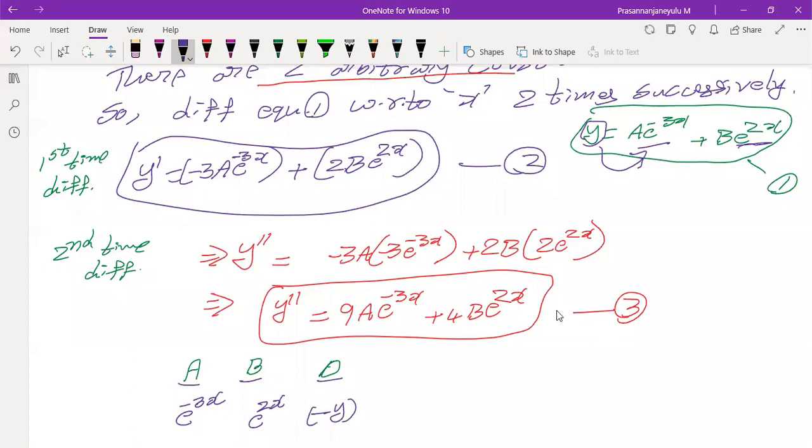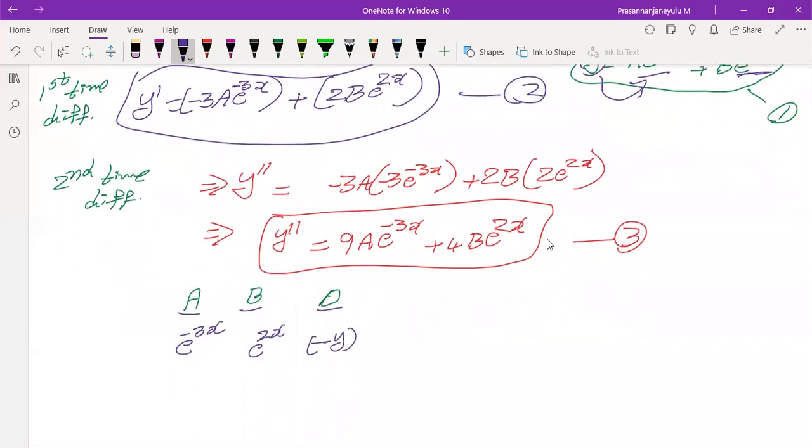Okay. Then going to the second equation. What is the second equation? What is the a coefficient? E power minus 3x, so minus 3 into e power minus 3x. Minus 3 e power minus 3x. What is the b coefficient in the second equation? 2 e power 2x. 2 into e power 2x. What is the term which does not contain a and b? Y dash. But that y dash we must take to the right hand side. What are we going to get? Minus y dash. Okay, this is mandatory.